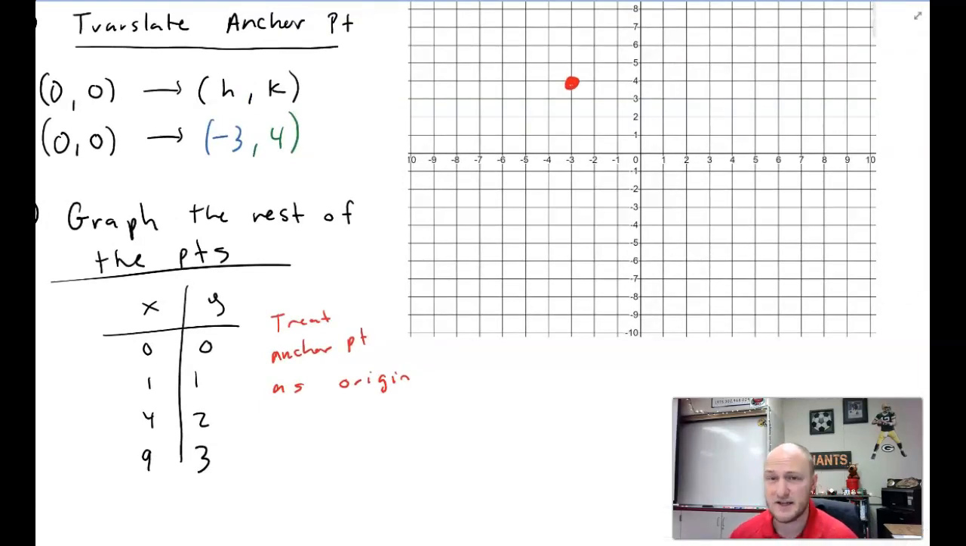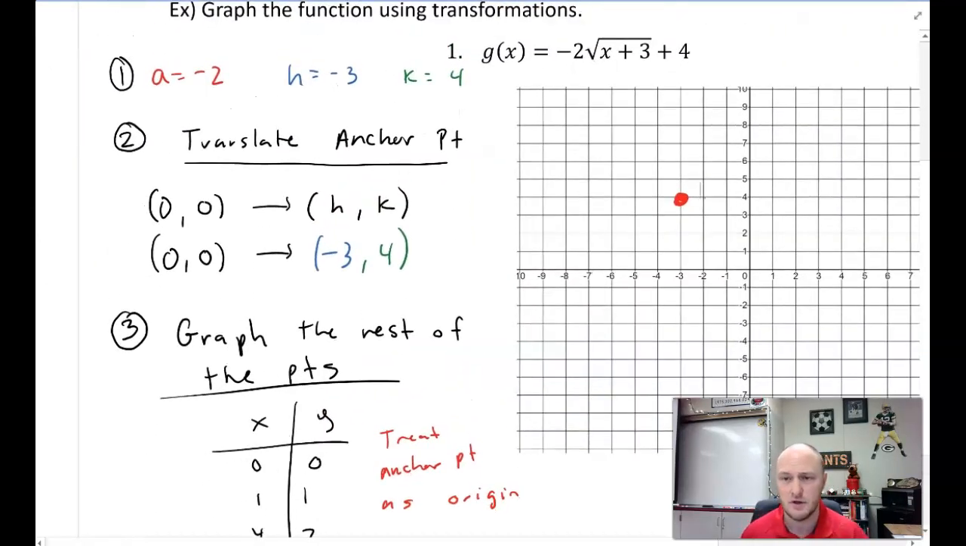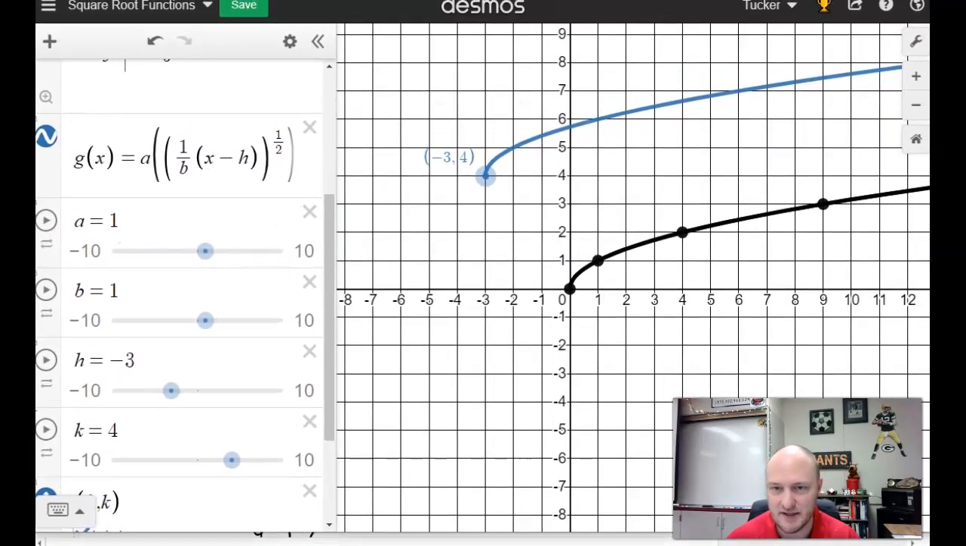So if I didn't have any stretch or compression, my next point would be right here. Go right 1, up 1. But I do have an A value, and my A value is -2. Okay, so what is the effect of a -2?